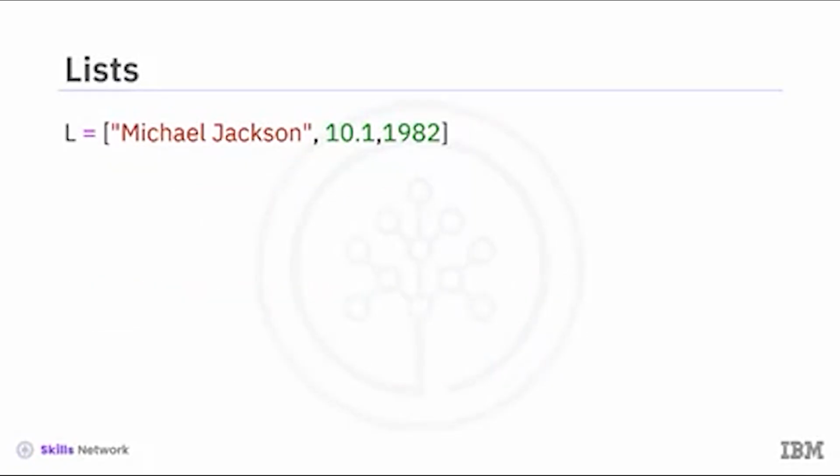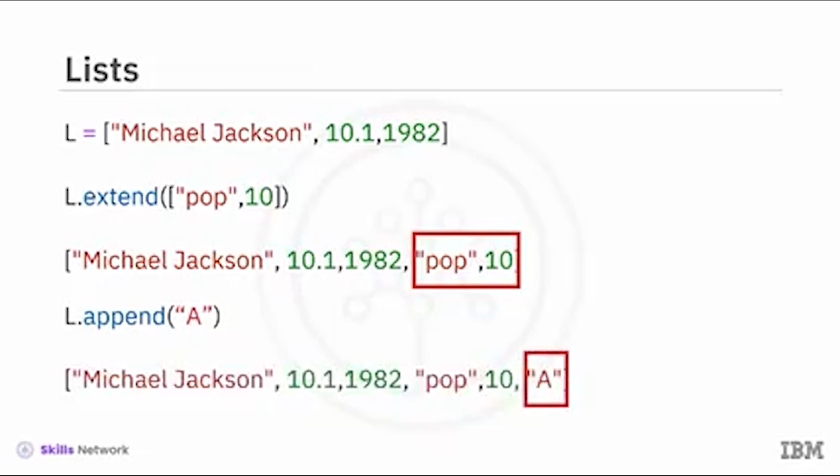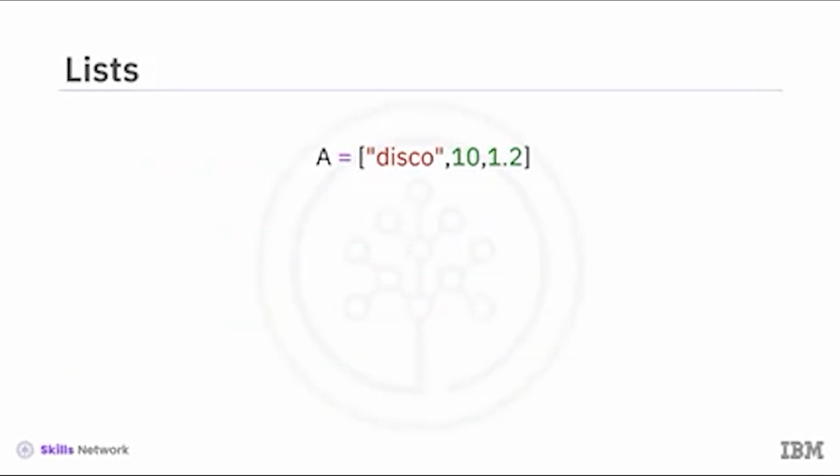Every time we apply a method, the list changes. If we apply extend, we add two new elements to the list. The list L is modified by adding two new elements. If we append the string A, we further change the list, adding the string A. As lists are mutable, we can change them.